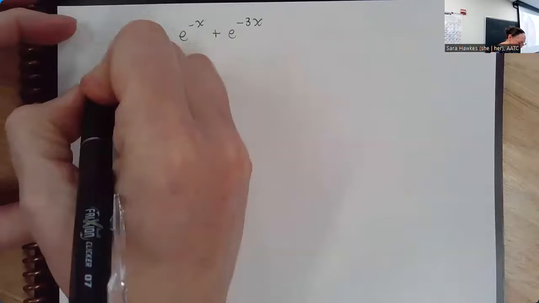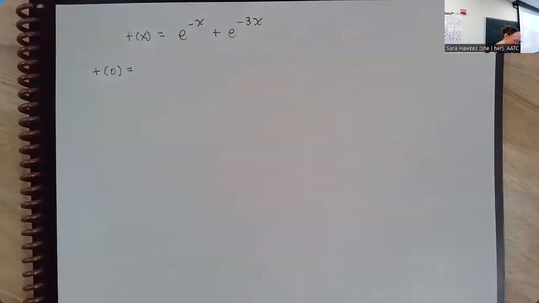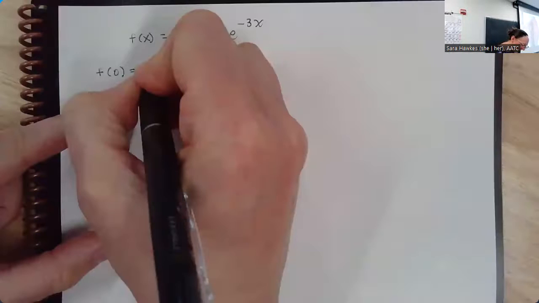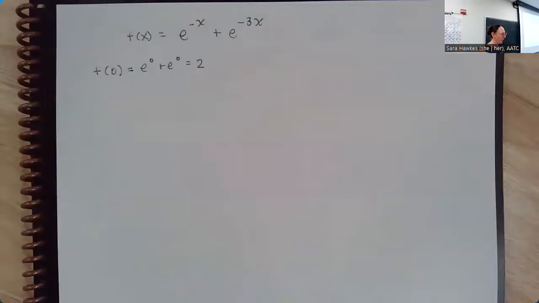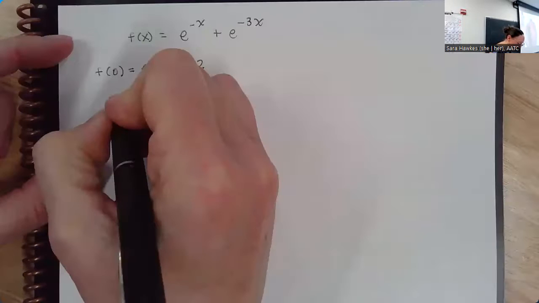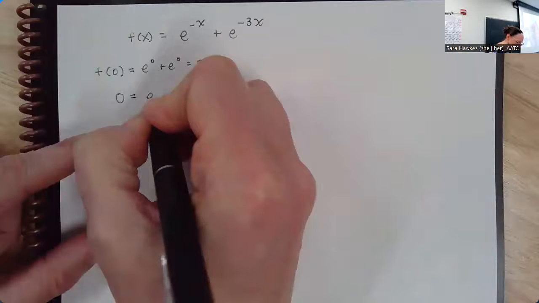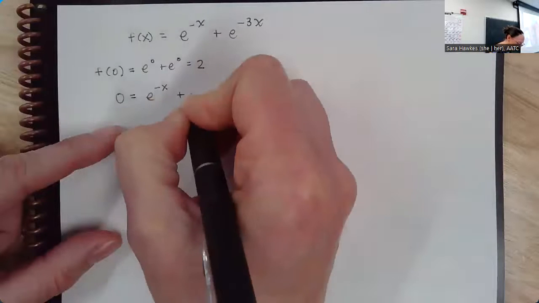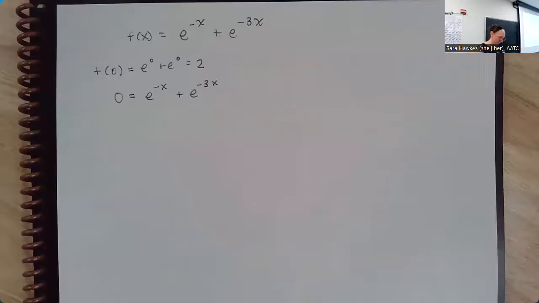I can find f of 0. That I can do. e to the 0 plus e to the 0 is 2. Got a point to put on my graph now. More potentially easy things. I can try looking for x-intercepts. I can set the whole thing equal to 0. Fun fact, that's never going to be equal to 0.